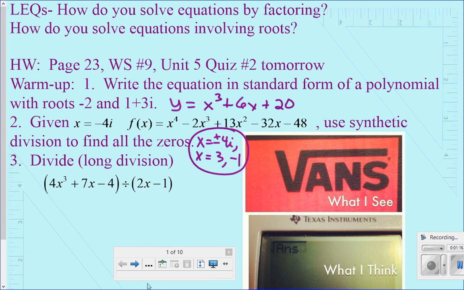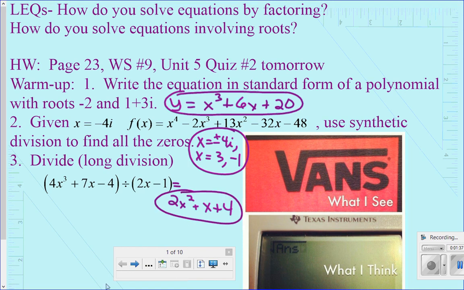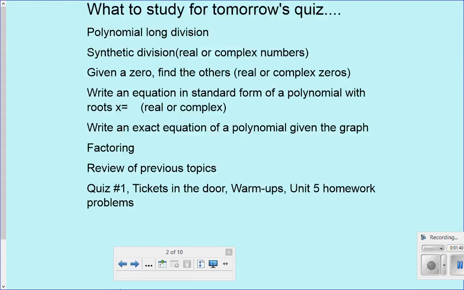And number 3, again, I'm just going to give you the quotient, the answer here to the division problem. It is 2x squared plus x plus 4. So that is your answer to number 3. See me if you have questions on any of those. We're going to move right along to the lesson. Here are the topics for you to study for tomorrow's quiz. Let me know if you have questions on any of those.